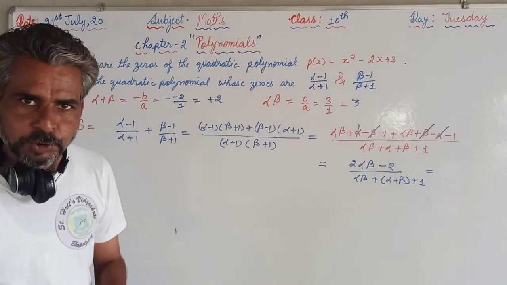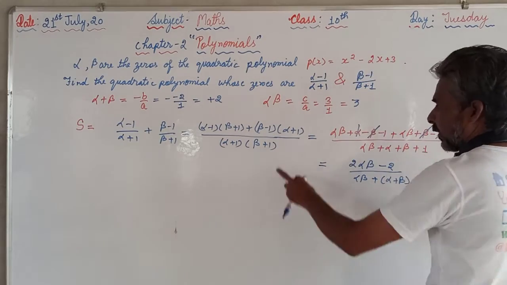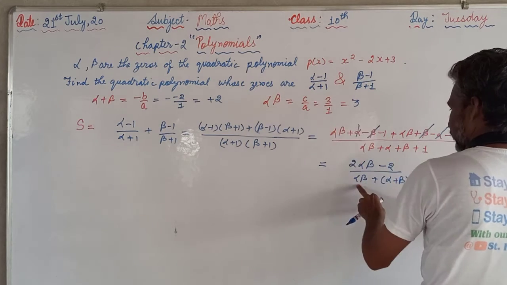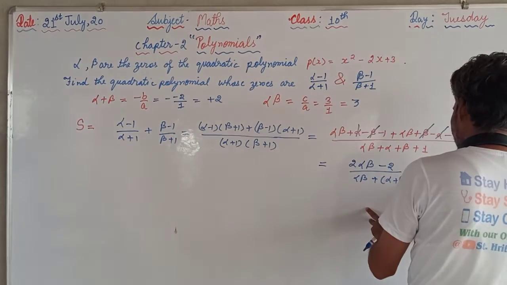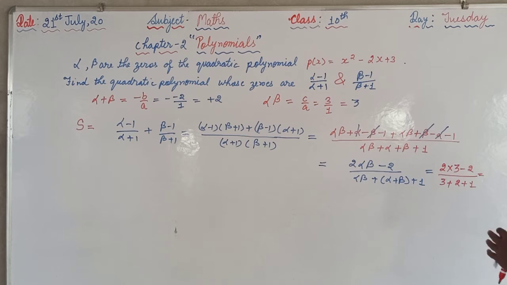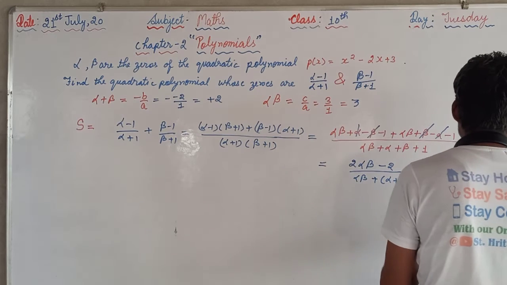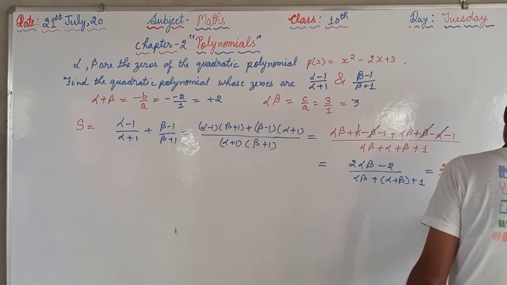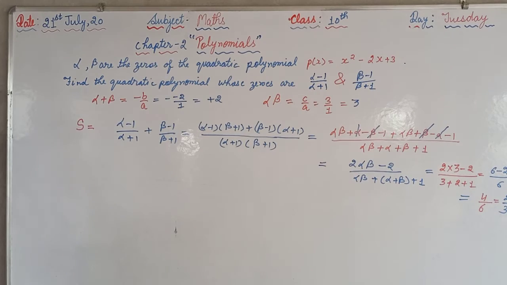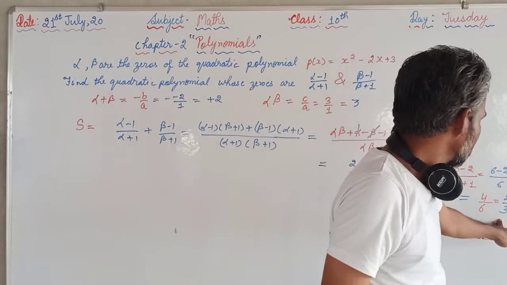So now we can substitute the values of alpha beta and alpha plus beta. 2 into alpha beta, alpha beta is 3, 2 into 3 minus 2 upon alpha beta, that is 3, plus alpha plus beta, 2, plus 1. That is 6 minus 2 upon 3 plus 2 plus 1, that is 6. So it comes 4 upon 6, that is 2 upon 3. So we got the sum of the zeros of the polynomial which we are planning to construct. This is the sum of the zeros, that is 2 upon 3.